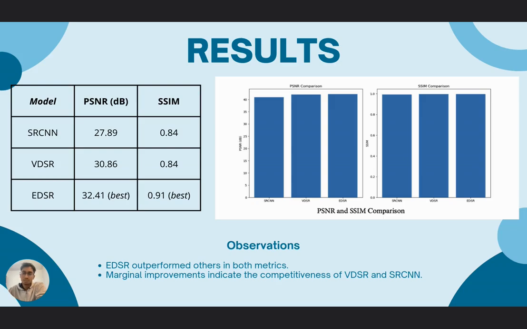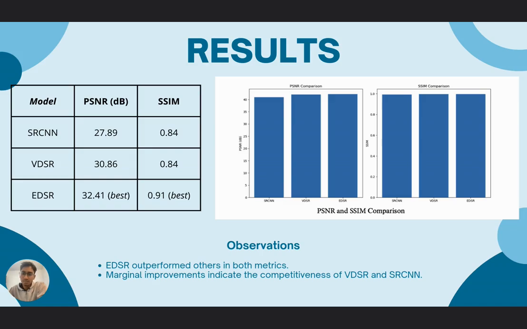Starting with the PSNR values, SRCNN achieves 27.89 decibels. This is a good baseline, but then we moved on to the more advanced models. So VDSR gives a better PSNR value over here. And finally, EDSR gives the best value over here, with the value of 32.41 decibels.